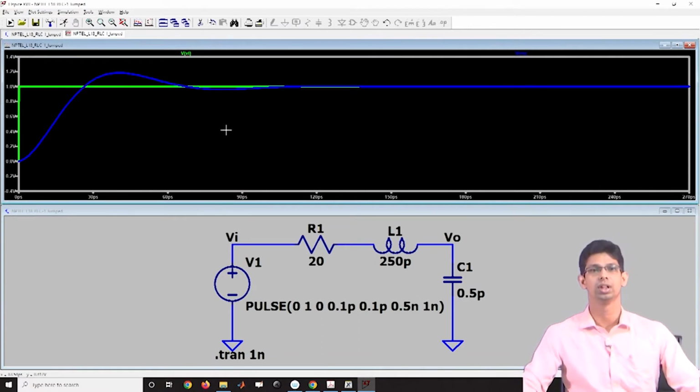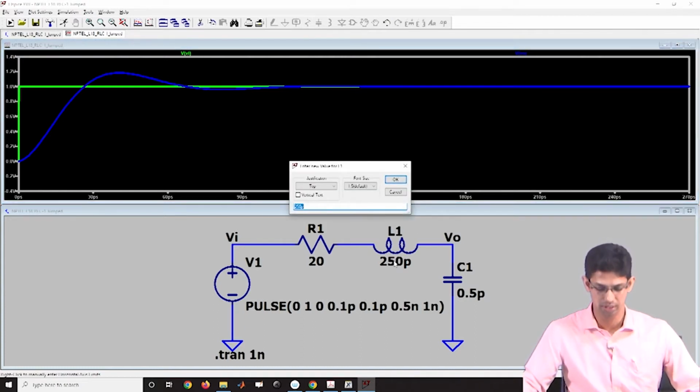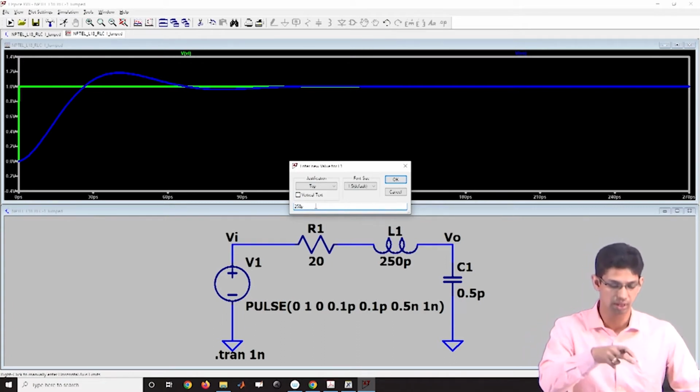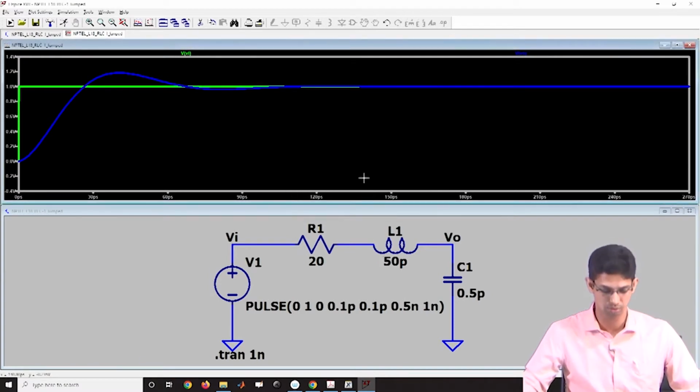Now, as per our previous analysis on the two-pole model, if I reduce my inductance, I should not be getting the overshoot. So, our argument was that overshoot is because of the presence of inductance. So, let me reduce the inductance. Let me reduce it to say 50 picohenry.